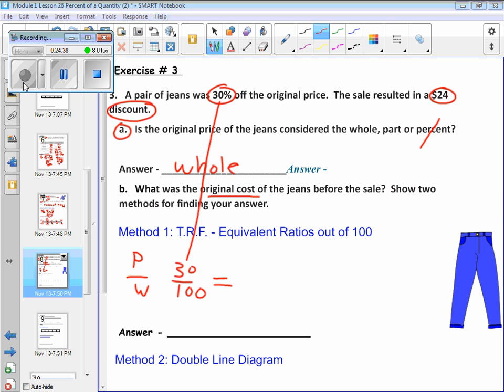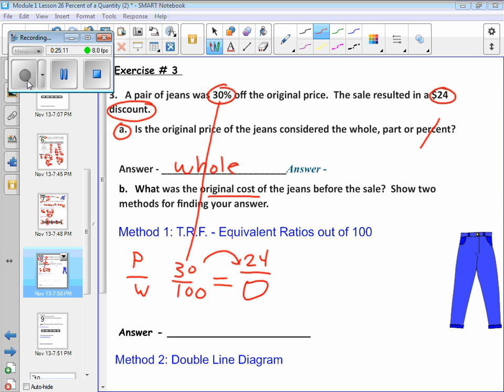The 24. How many say part? Good job. You are right. The whole, as you recall, is the original price. That's what we're trying to find. This is the unknown. Guess what? Can't figure this value out, so we've got to reduce the fraction. Reduce 30 over 100.